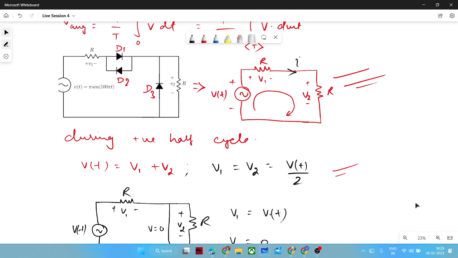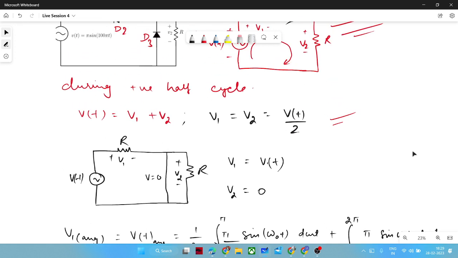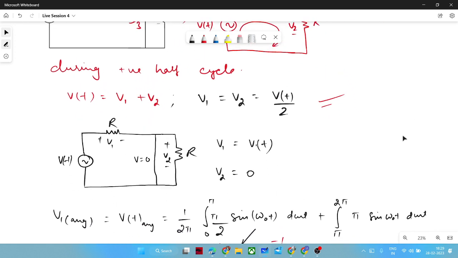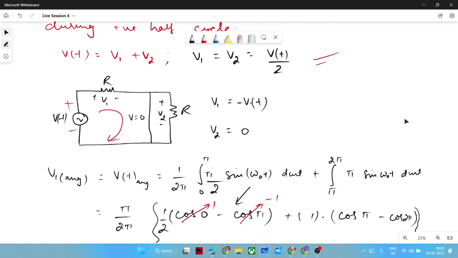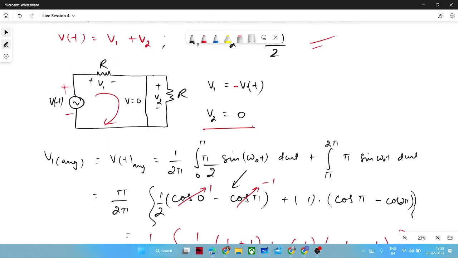Yes, sir. So during the positive half cycle we concluded that, and during the negative half cycle, our diodes D3 and D2 were on. So we drew this kind of equivalent circuit, and if you apply KVL here, V1 will be equal to Vt. The entire drop should be minus Vt here. So V1 should be equal to minus Vt, and V2 will be zero since it is short circuited, right?